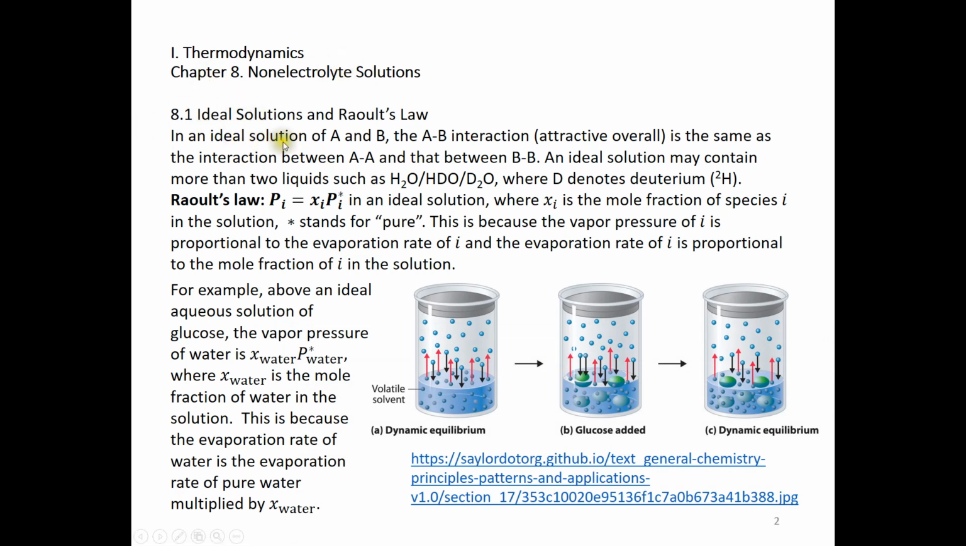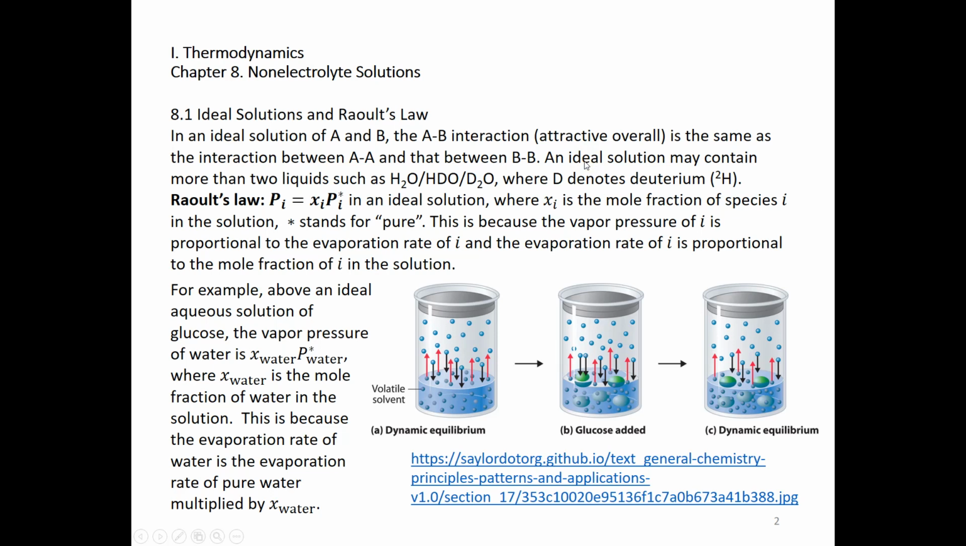In an ideal solution of two components A and B, the AB interaction is the same as the AA interaction, and also the same as the BB interaction. So in this case, when we mix liquids A and B, they form a solution, and each A or B molecule in the solution feels the same amount of attraction and repulsion before and after mixing.